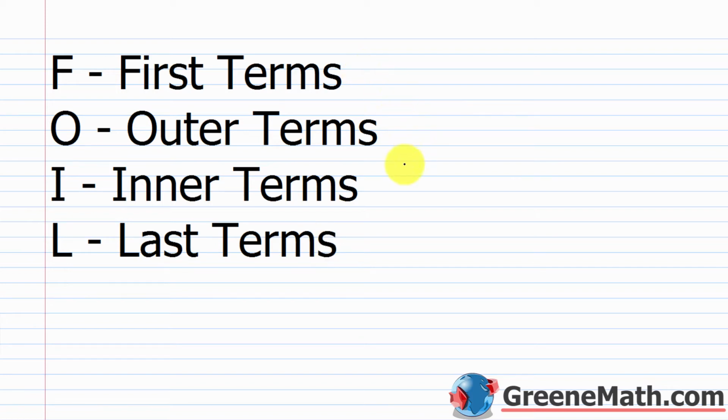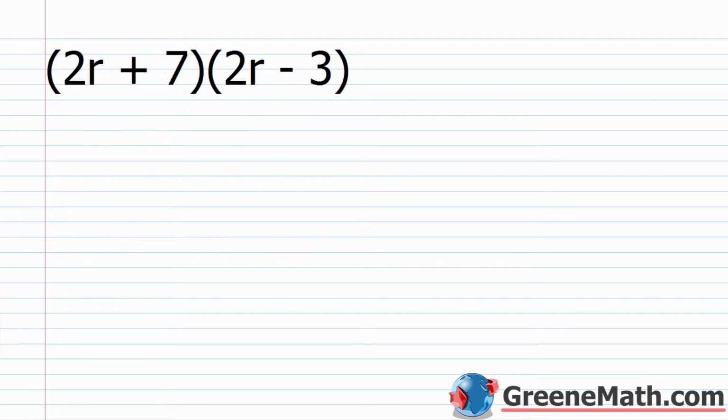Now, when you first hear about FOIL, it seems a little confusing. You're like, well, what are the first terms? What are the outer terms? Once you do it, let's say 10 or 15 times, this becomes a method that you use for the rest of your life. I use FOIL every time I multiply two binomials together, because it's really, really easy to keep track of what's going on. So let's start out with this first problem.